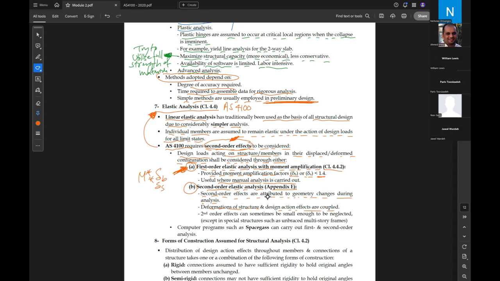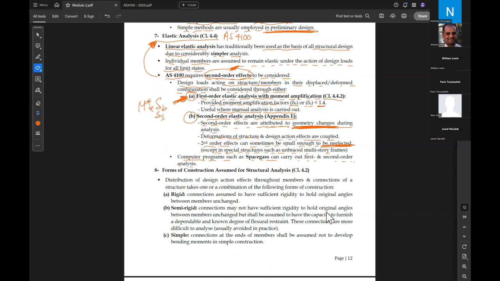The second order elastic analysis takes into consideration the geometry change during the analysis. So this is more advanced or more complicated. Second order effects can sometimes be small enough to be neglected. In some cases, you can neglect the second order effect based on the standard regulations, except in special structures such as unbraced multi-story frames. Some computer programs, such as Space Gass, can carry out first order and second order analysis. In Space Gass, there is an option for first order or second order analysis.